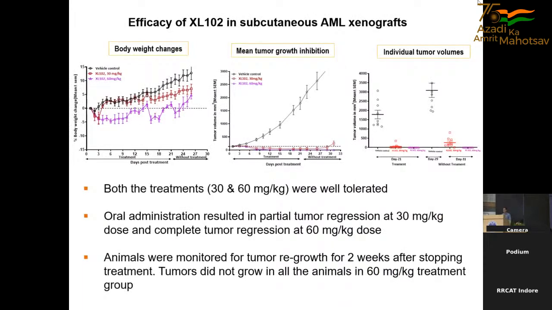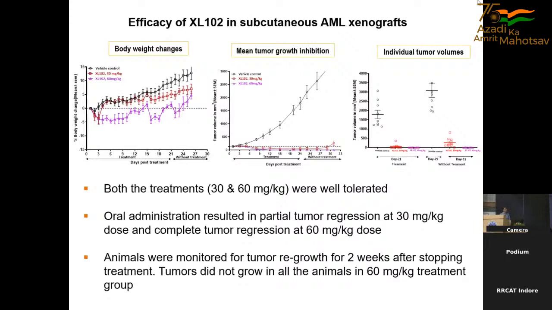So what we did next was a subcutaneous model of AML. We developed an AML xenograft, subcutaneous, and treated the animals for 3 weeks, and then allowed the animals to stay without treatment for 2 weeks. Here you can see the vehicle control. Two doses of XL102 were used, 30 milligram per kg and 60 milligram per kg, and this is the body weight change. In the 3 arms there was no significant body weight change, meaning this treatment is well tolerated.